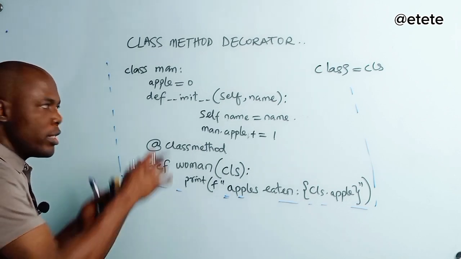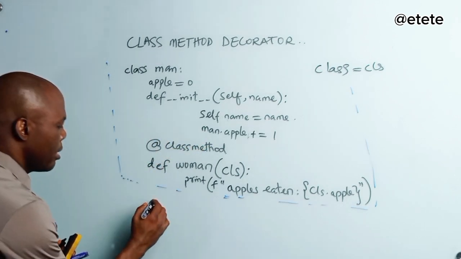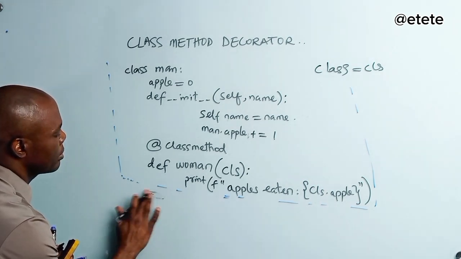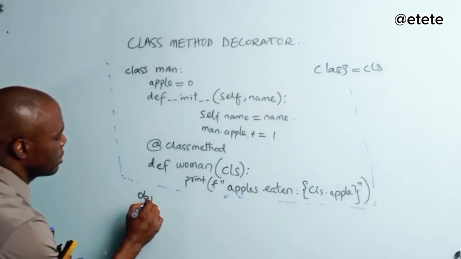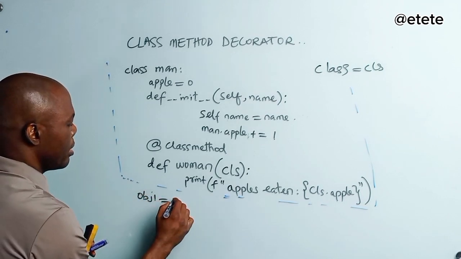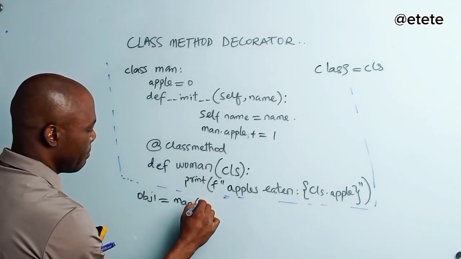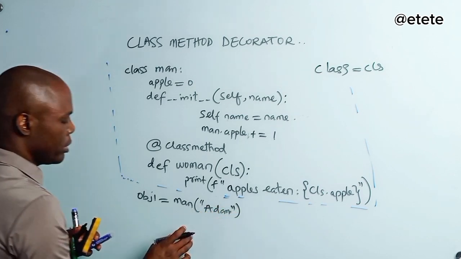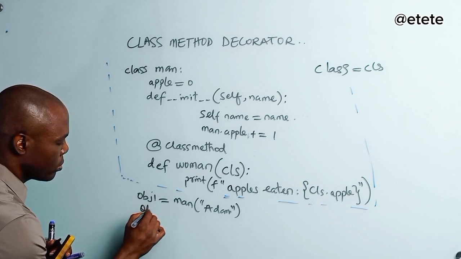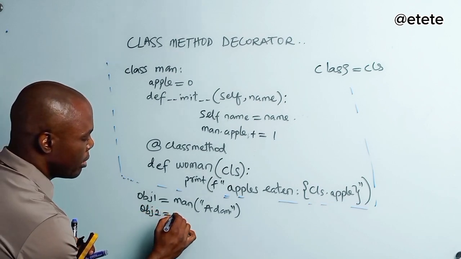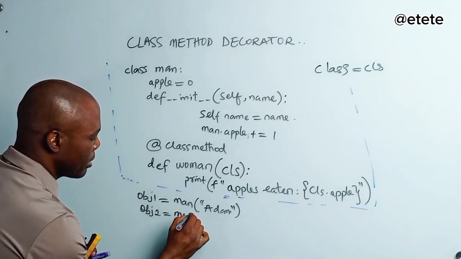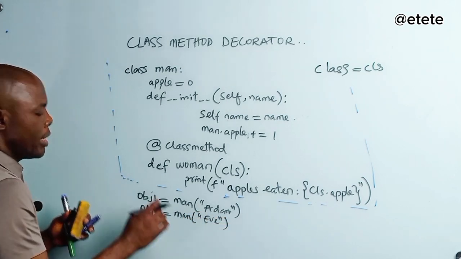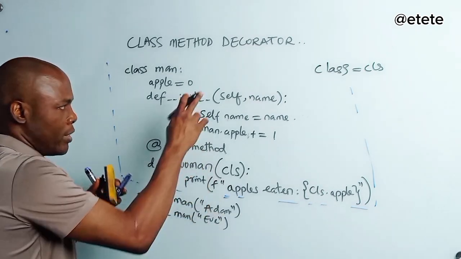Okay, so now I want to instantiate this class by saying the first one, I'll say object one, I'll say man, then I'll supply Adam to it. Then I will close this. Now, object two, I'll say man, and I'll supply Eve to it, and I'll close it. Now, I have created two objects for this class.